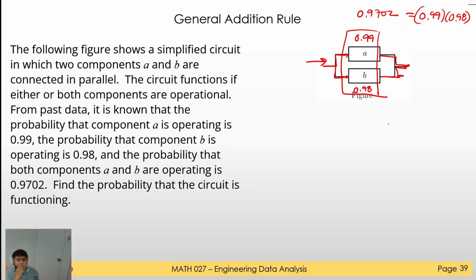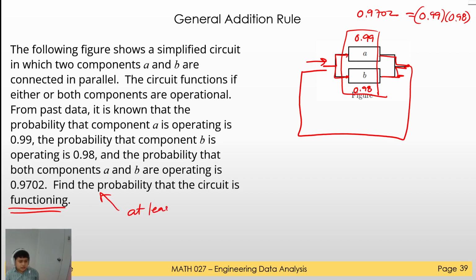And what should we add here? The question is, what is the probability that the circuit is functioning? So how does a circuit work? A circuit works when there is a current flowing. So there should be at least one functioning. What we're trying to find out is the probability of A or B occurring.